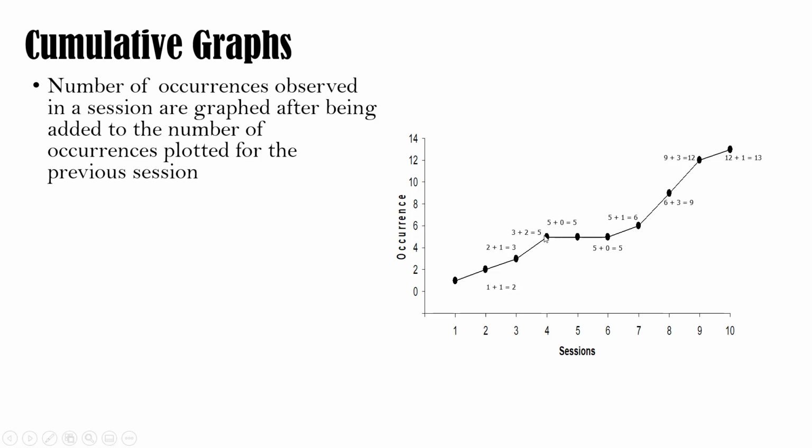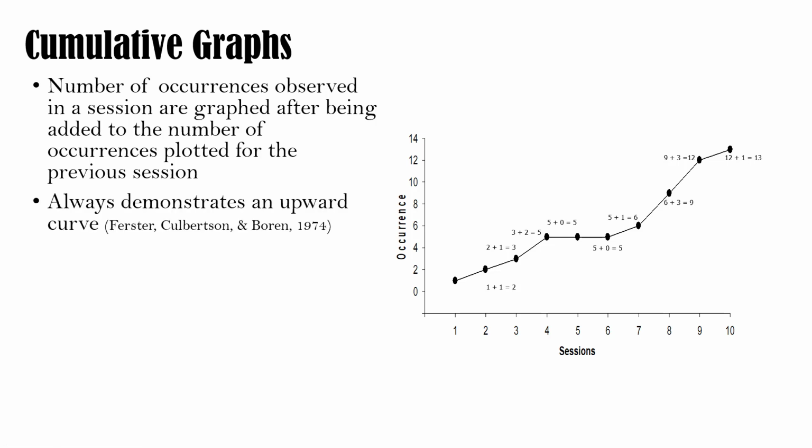So this is very different in a line graph, because in a line graph, each data point is its own independent data point. So however many occurrences you got in session 2, so if it was 1, you would graph a 1. If you got 2 occurrences in session 4, you would graph a 2. So you're not adding it to the previous session, but in a cumulative graph, you are. So because of that, in a cumulative graph, it always demonstrates an upward curve. So your data path line is never going to go down in a cumulative graph.